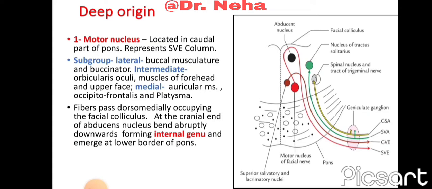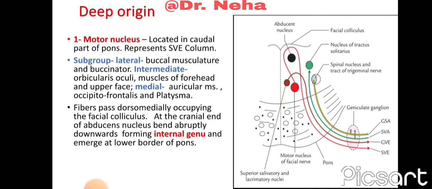The lateral one supplies the buccal musculature and buccinator. The intermediate supplies the orbicularis oculi, muscles of forehead and upper face. The medial group supplies the auricular muscles, occipitofrontalis muscle and platysma.